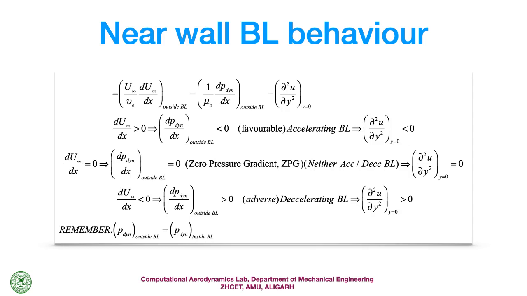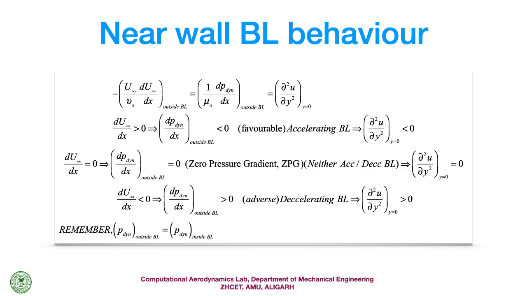That means the boundary layer will be neither accelerating nor decelerating, and we call this the zero pressure gradient boundary layer, or ZPG boundary layer. Here del 2 u over del y square at the wall will become 0. Now if the adverse pressure gradient case is there, then du infinity by dx must be less than 0, which implies that the pressure gradient outside the boundary layer must be greater than 0. Therefore, the adverse pressure gradient gives you a decelerating velocity profile, and the curvature del 2u by del y square must be greater than 0.